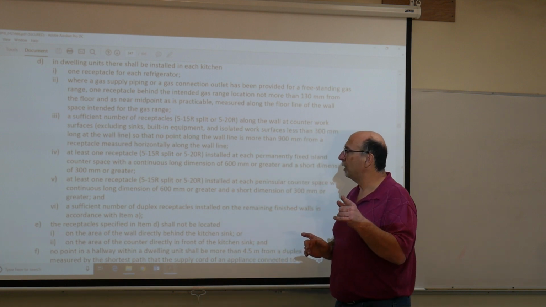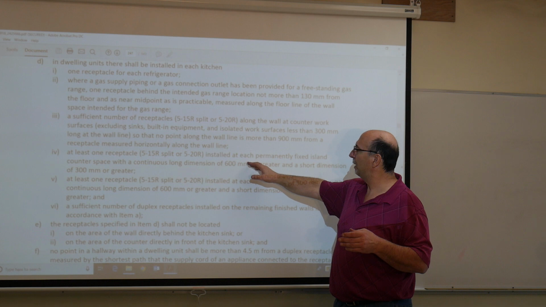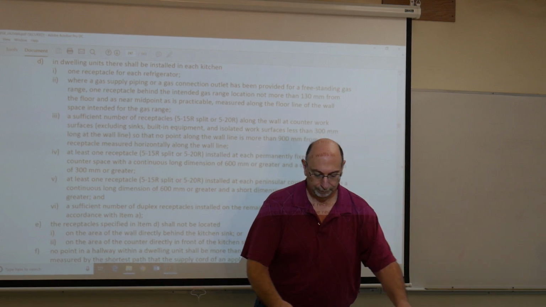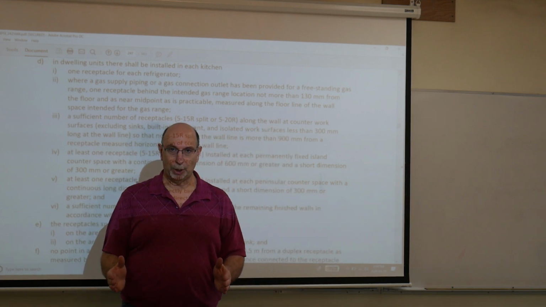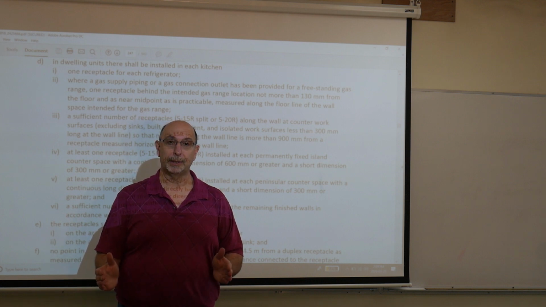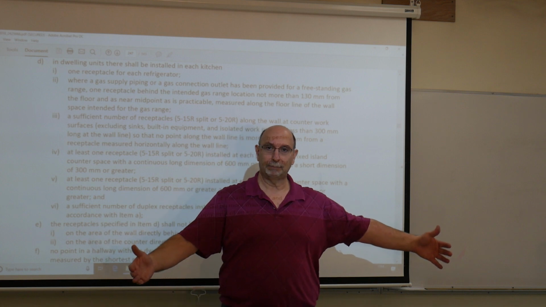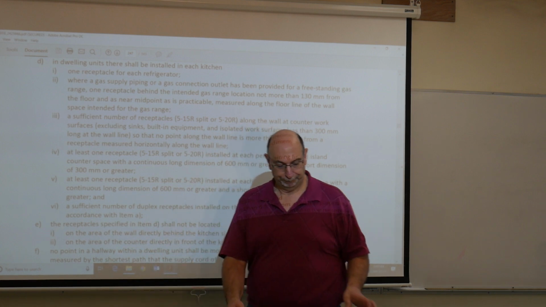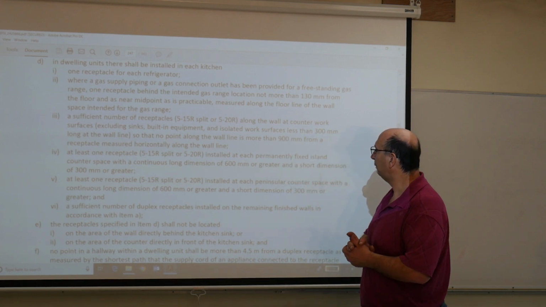So a question for you is, what happens if you have 300 millimeters and 300 by 600 millimeters? You have a kitchen sink right here, and you have another work surface over here that measures 600 by 300 millimeters. How many receptacles are you now required on this island? Two. So be very careful with this rule.